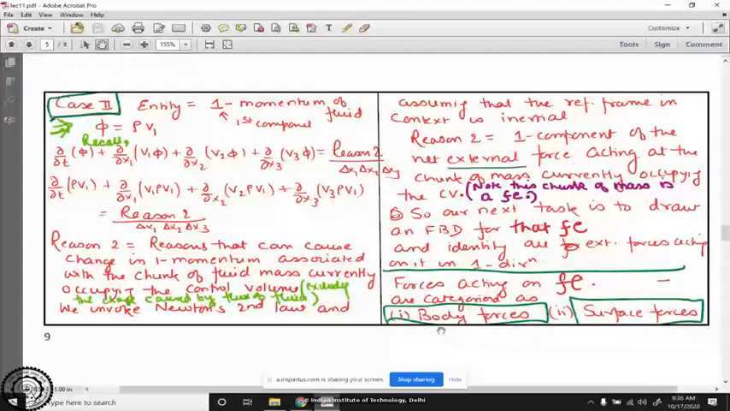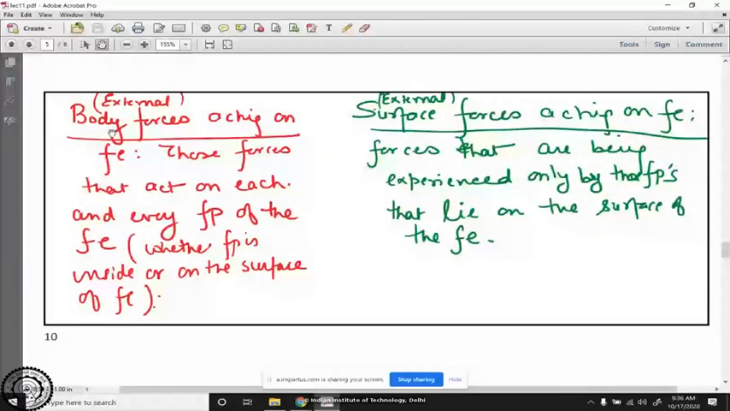How do I define body forces and surface forces? Body forces acting on an Fe are those forces that act on each and every fluid particle of the fluid element. Basically I'm saying whether a fluid particle belonging to this fluid element lies on the surface of the fluid element or within the body, I mean within the fluid element, doesn't matter. Those forces act on each and every fluid particle anyway.